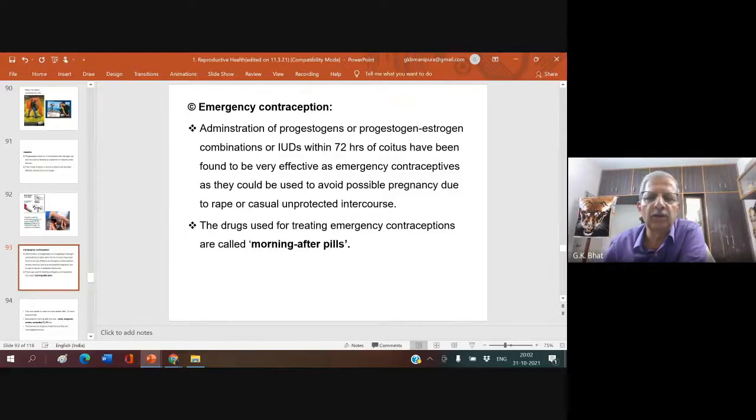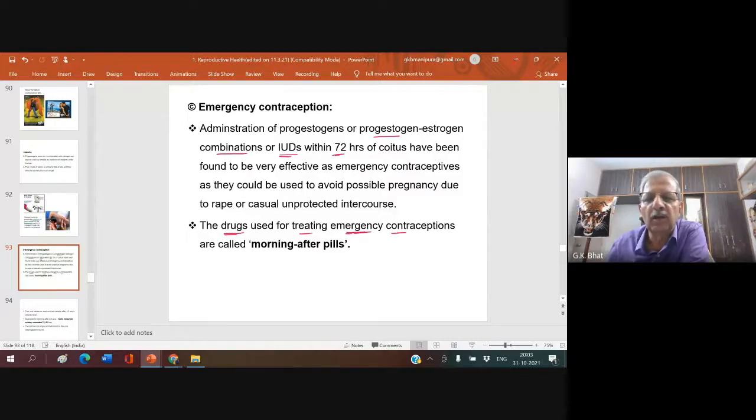Emergency contraception. I told you yesterday that these emergency contraceptives are nothing but progesterone or progesterone-estrogen combinations, or IUDs placed within 72 hours. They serve as emergency contraceptives and prevent the woman from becoming pregnant. We also have certain tablets, the drugs used for emergency contraception.